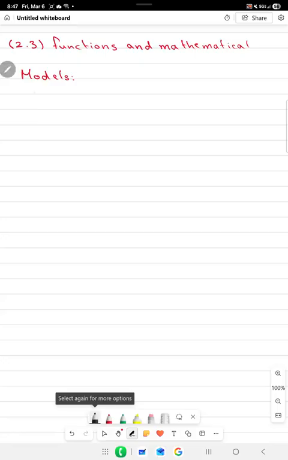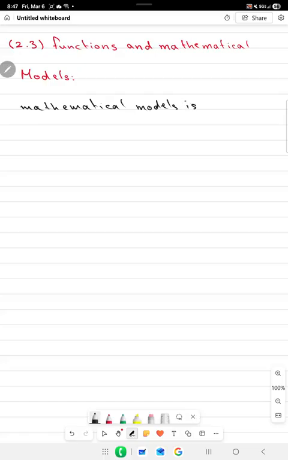It means mathematical models are used to find solutions for real life problems. How does the process work?